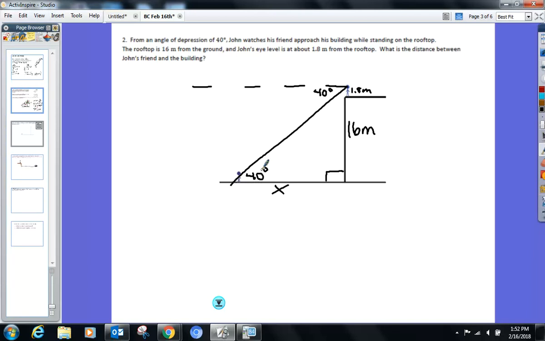So for the purpose of this problem, are we going to assume that, let's see, what's his name? John is standing directly on the edge of the building? Yes. Okay. Yes. Okay.